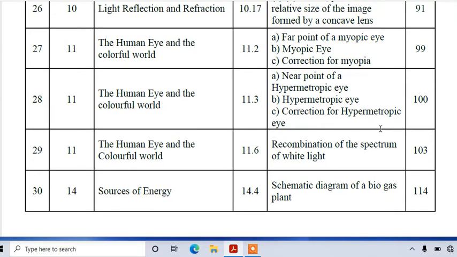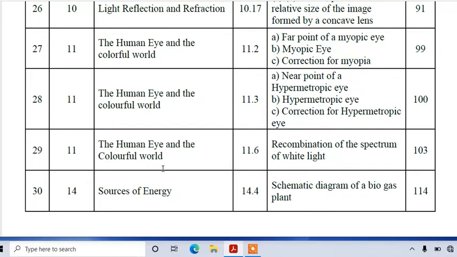Next you have human eye and the colorful world. From this, the corrections of eye defects like myopia and hypermetropia, those diagrams are important. So practice figure number 11.2 for far point of myopic eye, correction of myopia. And figure number 11.3 also you have to practice for near point of hypermetropic eye, correction of hypermetropic eye.